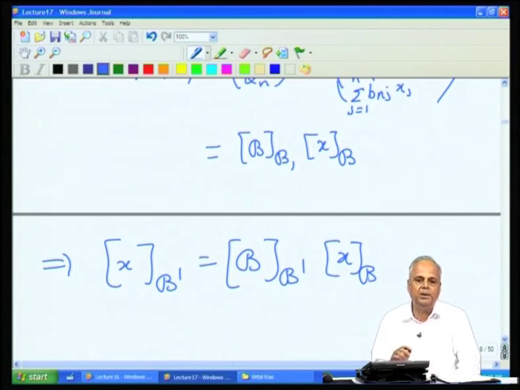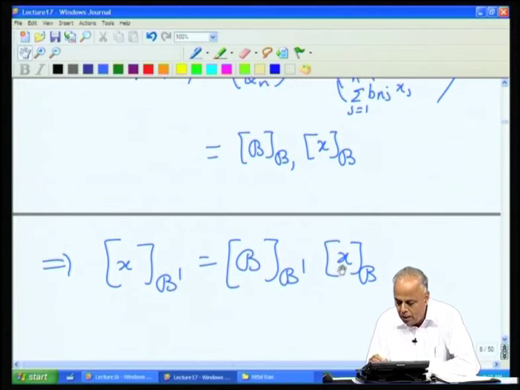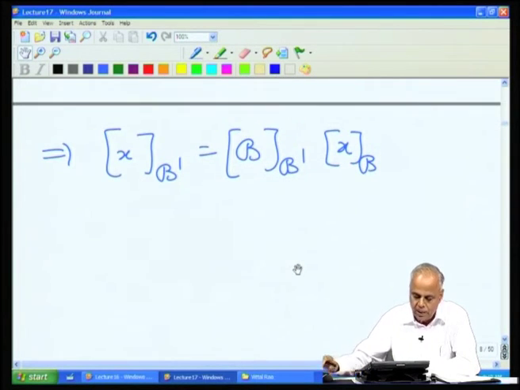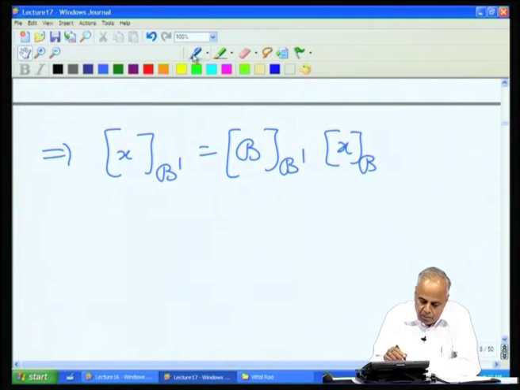This gives us the connection between the representation of this vector x in terms of the basis B' and the representation of the same vector x in terms of the basis B, and the connection is through this matrix, which is a compact form of representing the relationship between the basis B in terms of the basis B'. So, thus we get x_B' is equal to B_B' x_B, which is the connection between x_B' and x_B which we were looking for.